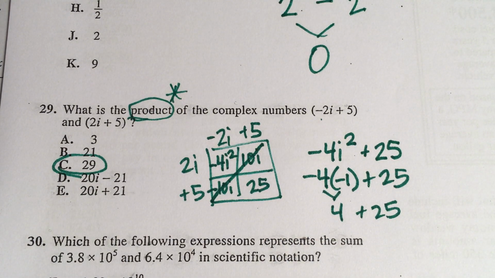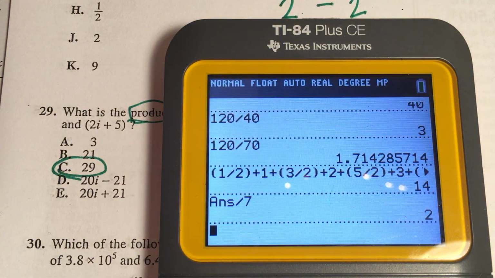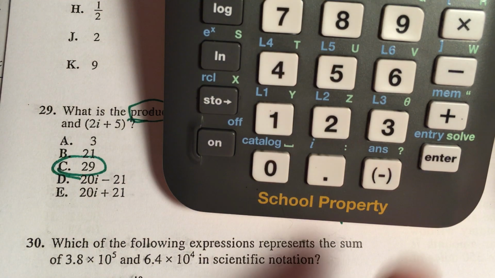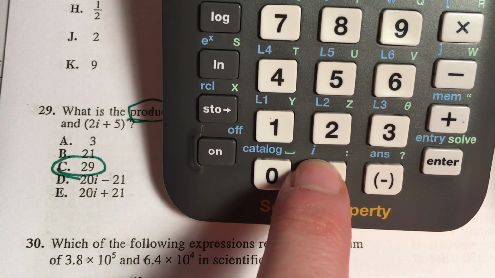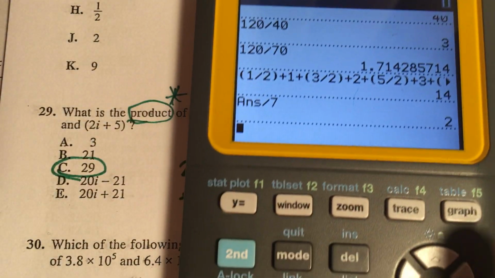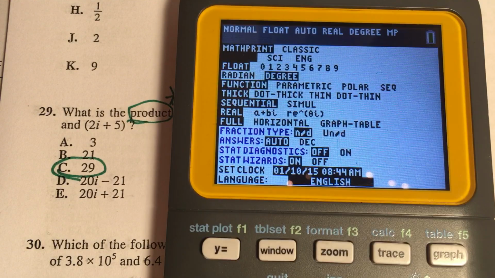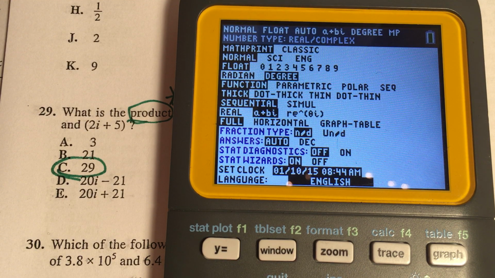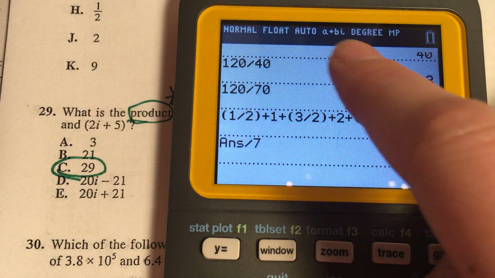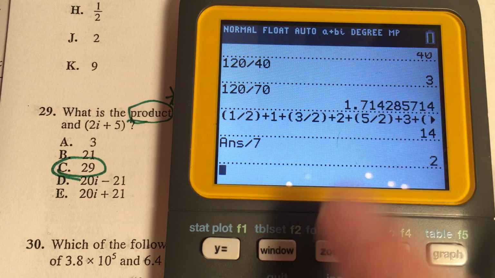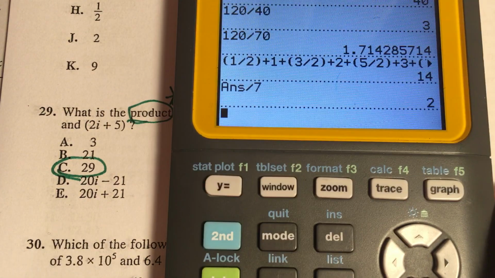29 right here. There is a way to do it on your calculator. The i button is down here at the bottom where there's a little i right there. So what you can do, you have to go to mode and you have to turn it on. So if you go down to where it says real right here and instead click on a+bi, press enter, that's going to change up here. Instead of saying real, it says a+bi. So I pressed second quit to get out of mode.